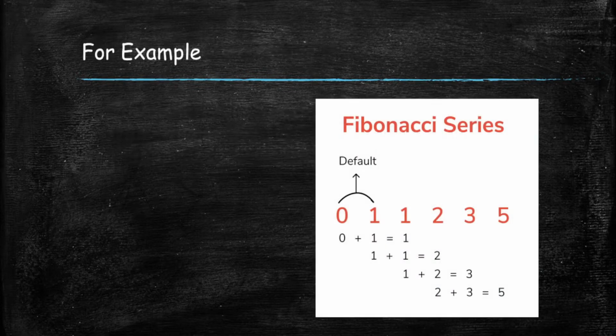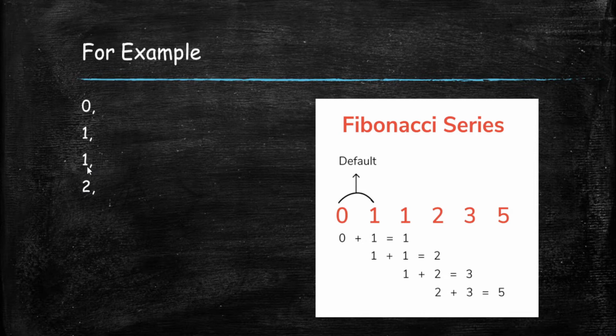For example, this is what a diagram of a Fibonacci series looks like. By default, the first two numbers are 0 and 1. Alright. Then there will be 1. And if we add this 1 and 1, we will get 2. So in Fibonacci series, the previous two numbers will be added and the sum of those two numbers will be the third number. So let's see.